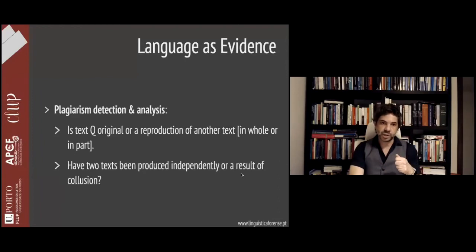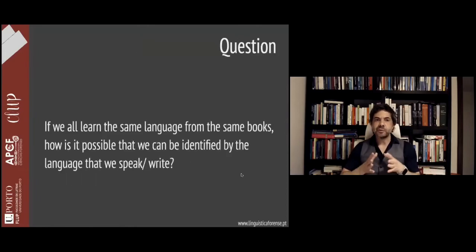So authorship and plagiarism are both based on the assumption that when we produce some sort of text, we tend to be original. We tend to produce a language that is unique to our own. So the question is, if we learn the same language from the same books, if we learn the lexis from the same dictionaries, if we learn grammar from the same grammar books, how is it possible that we can be identified by the language that we speak or write?